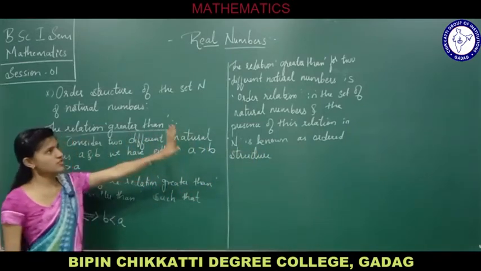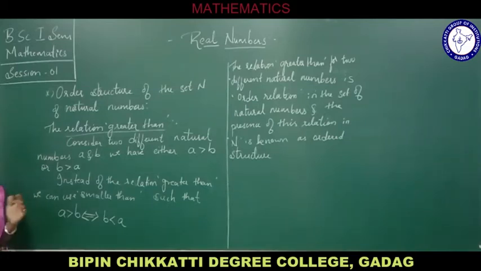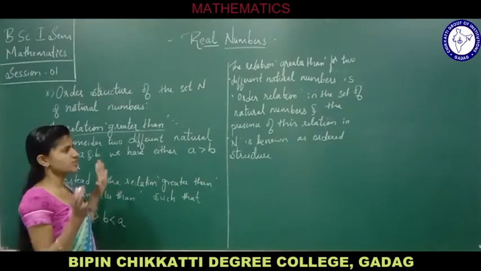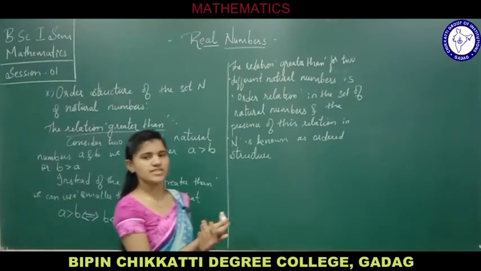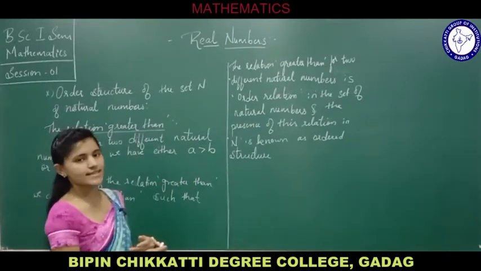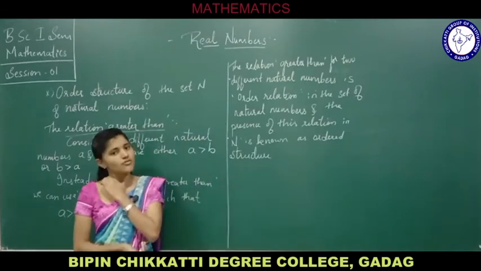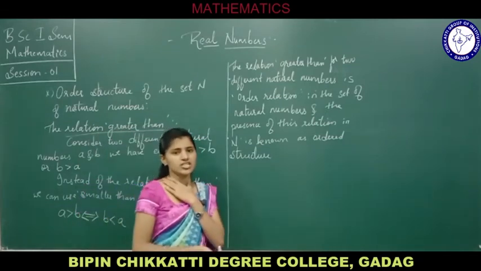That is, the presence of this greater than relation in the natural numbers is known as ordered structure. The same is going to happen for the set of integers, and even for the rational numbers. Whatever basic properties we have studied for the natural numbers and the ordered structure is again going to repeat for the integers and rational numbers.